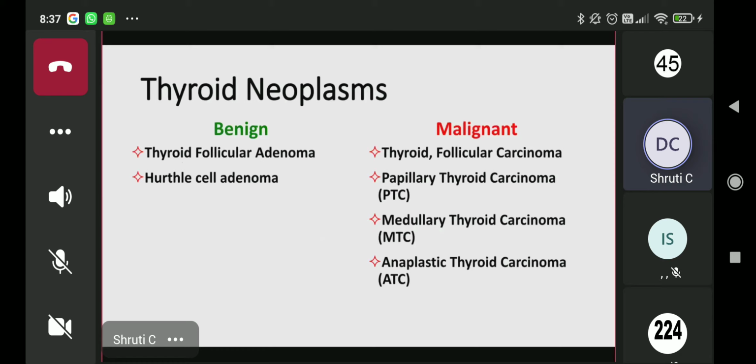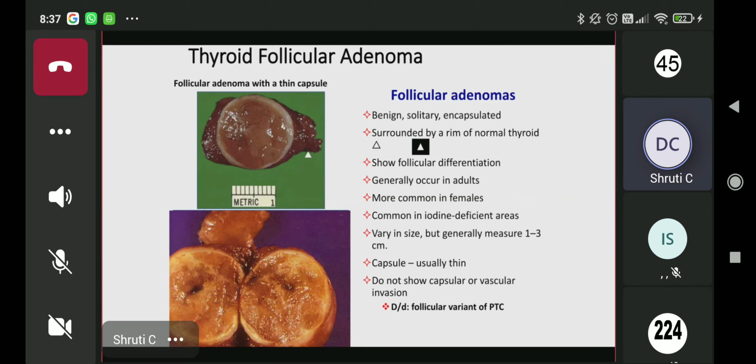Okay, now coming to neoplasms, it could be follicular adenoma, Hurthle cell adenoma, and malignant neoplasms like follicular carcinoma, papillary thyroid carcinoma, medullary thyroid carcinoma, and anaplastic thyroid carcinoma. So, follicular adenoma is benign, solitary, encapsulated. It is surrounded by a rim of normal thyroid. It shows follicular differentiation. It generally occurs in adults. It is more common in females. It is common in iodine deficient areas, and the capsule is usually very thin.